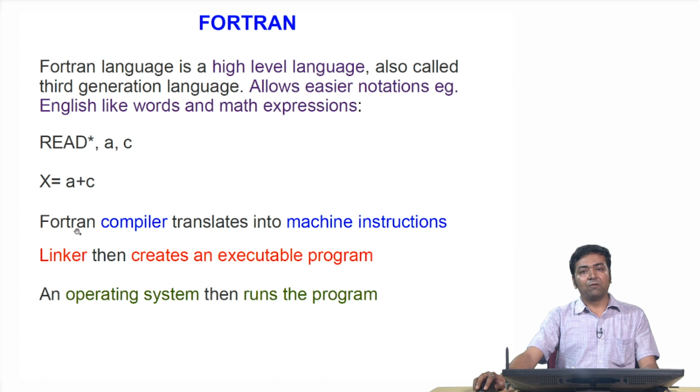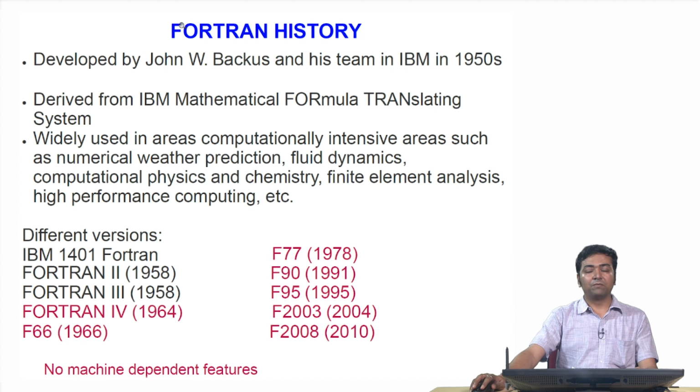There is a compiler, which is a Fortran compiler, and what this compiler does is read the set of instructions which the programmer writes and then convert them into language which the machine can understand. That is basically the purpose of the Fortran compiler. Once that is done, there is another part called the linker. The linker then creates an executable program which is used by the machine and the operating system to run the program.